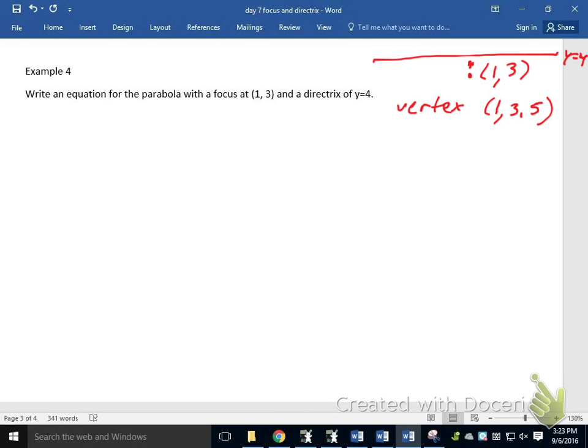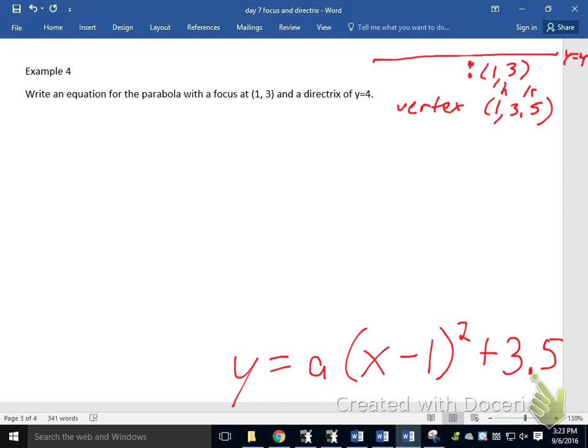And now I'm actually ready to solve my problem. So got my h and my k, the 1 and the 3.5. So my answer is going to be looking something like y equals a times x minus 1 squared plus 3.5. You could also use fractions there, that's totally fine. I'm going to now figure out what a is. I could use either my focus or my directrix to do that. If I use the 4 here from my directrix, I would set that equal to k minus 1 over 4a.